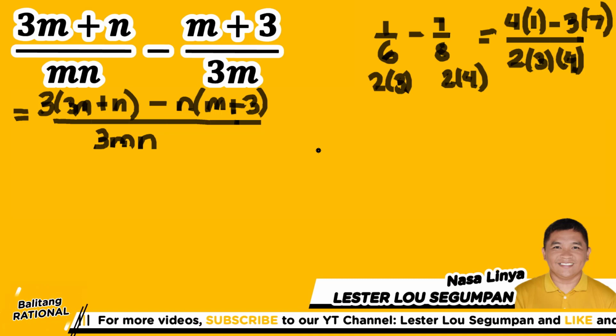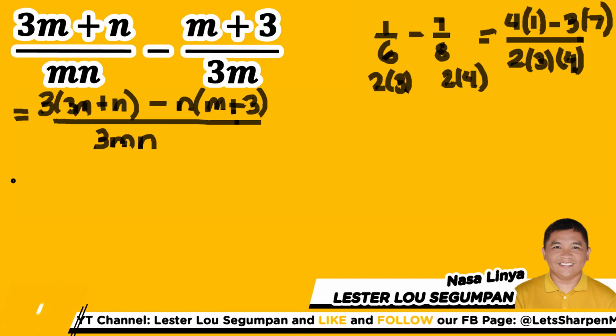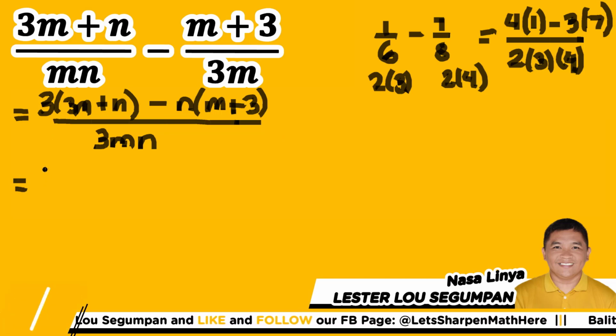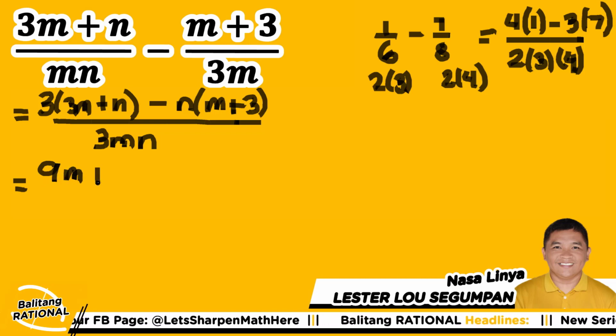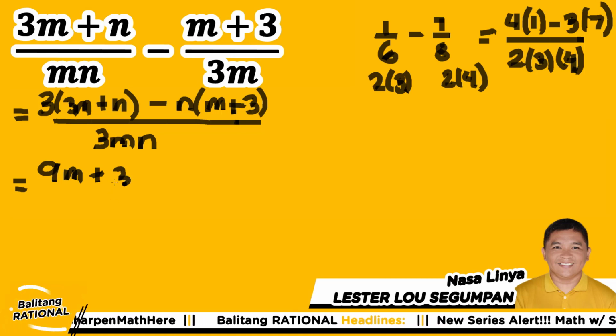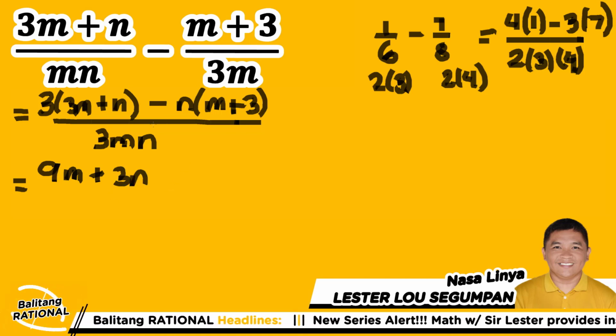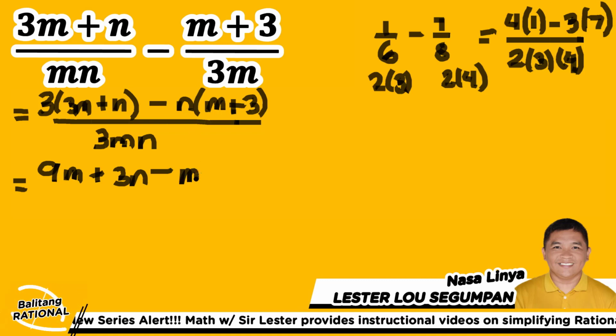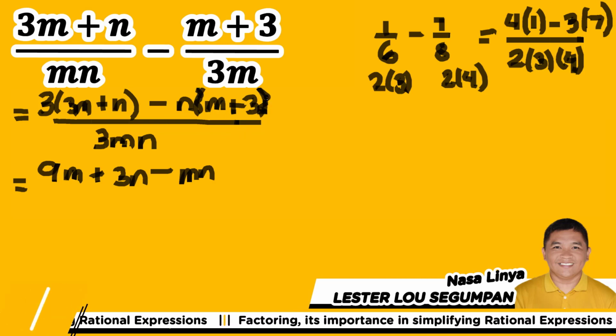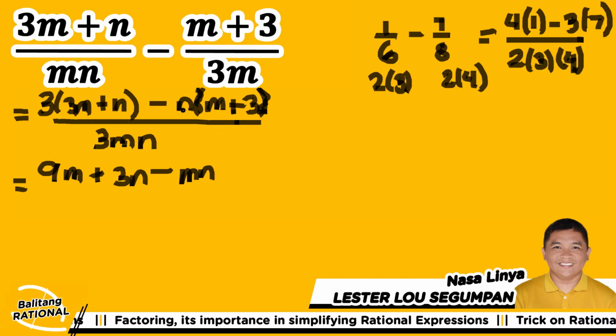Now that we are done with equivalent rational expressions using the concept of LCD, let us now multiply our numerators. We have here 3. 3 times 3m is 9m. Plus 3 times n, you have 3n. Next, you have minus n times m, you have your mn. So that's negative. This is also the reason why we need to enclose this in parentheses. Because if we do not place it here, you will just assume that it's like that, 3 is not multiplied by n, and it's very wrong na po.